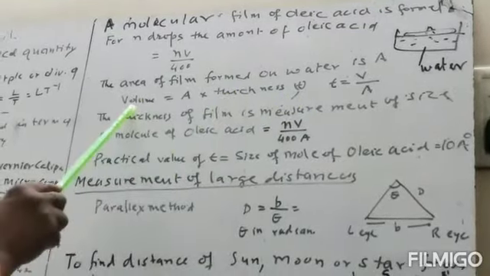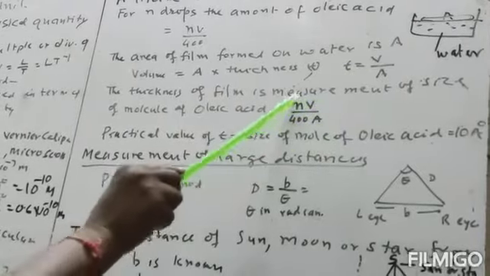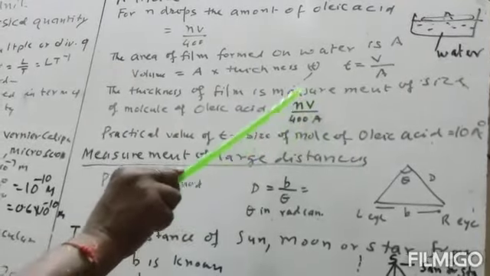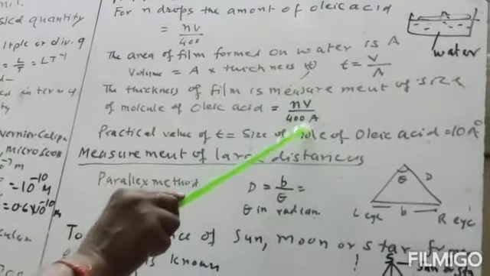So what will be the volume? Volume will be equal to n into V, the volume of each drop, divided by 400, and then divided by A. So this is the concentration, or the volume, nV by 400, which is the volume of the oleic acid, divided by the area of the film. Then this will give the thickness. So the thickness will be the size of the molecule.